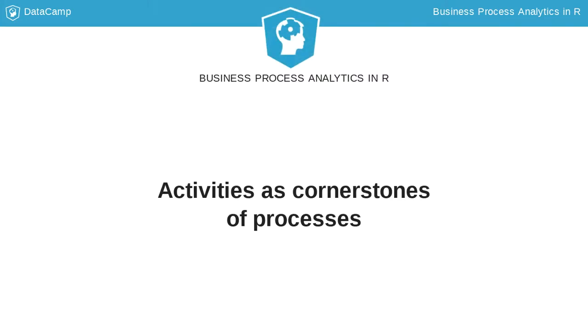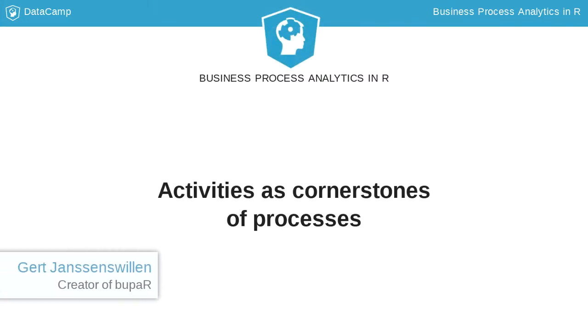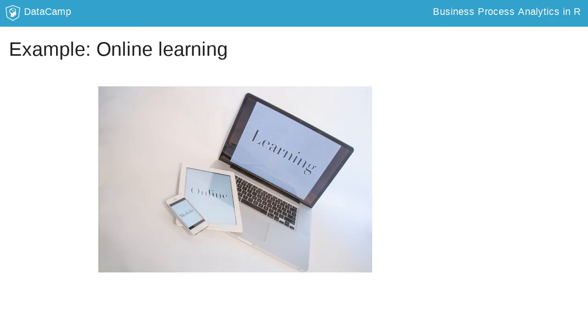Let's start with looking at some basic information about a process. In this lesson, we will look at the data from an online learning environment. While students learn on the environment, their activity on the platform is captured and can be used to identify different learning styles. The first thing to do is typically to look at a few basic counts.